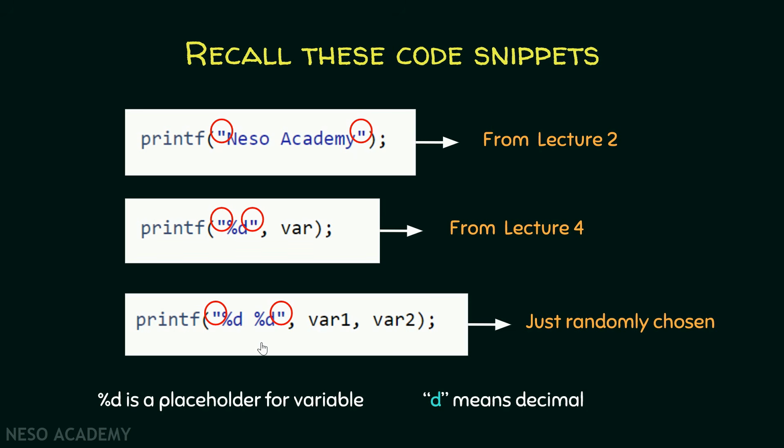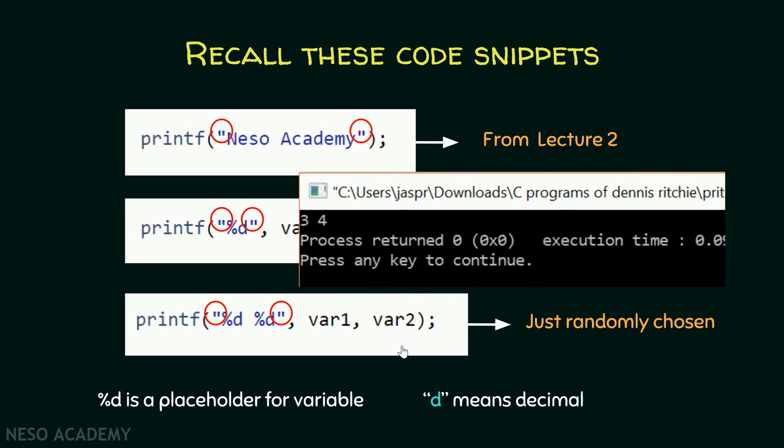Suppose var1 has the value 3 and var2 has the value 4, then you can predict what is going to be the output for this printf statement. It's like this: 3, 4, with the blank space in between. Because in the place of these placeholders, you are putting the variables' values. As variable 1 is equal to 3, instead of this %d, you will have 3 over here. And instead of this %d, you will have 4 over there, which is the value of variable 2.